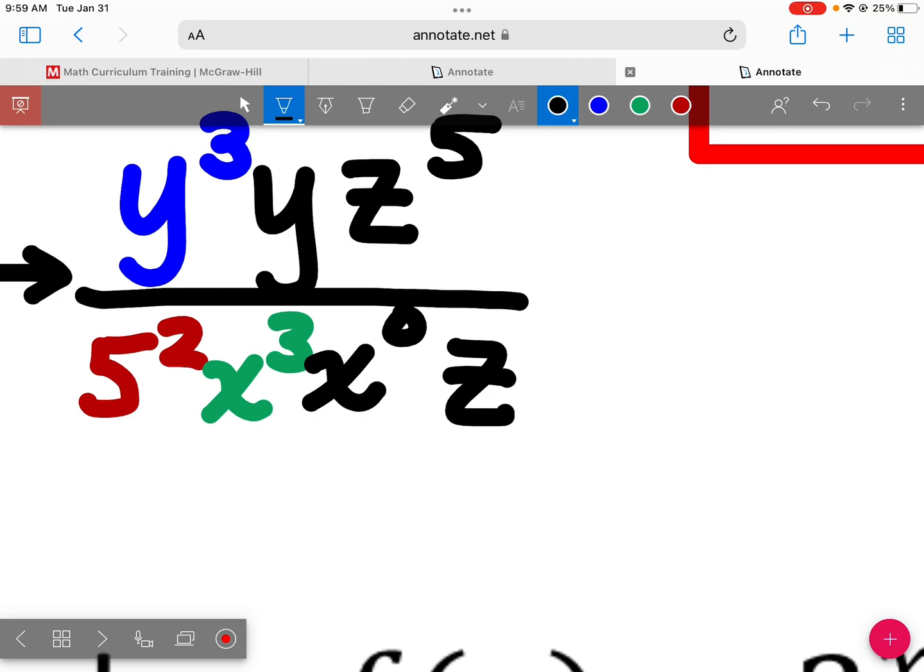You guys okay with how everything moved so far? Okay. Anytime you see a negative exponent, it goes to the opposite side of the fraction. If it's not a fraction, it becomes a fraction with a 1 on top.